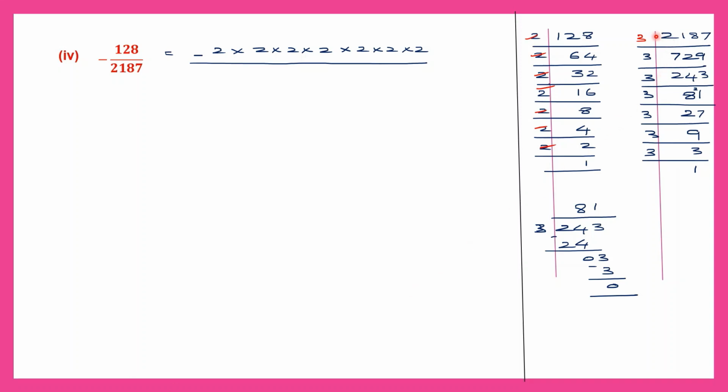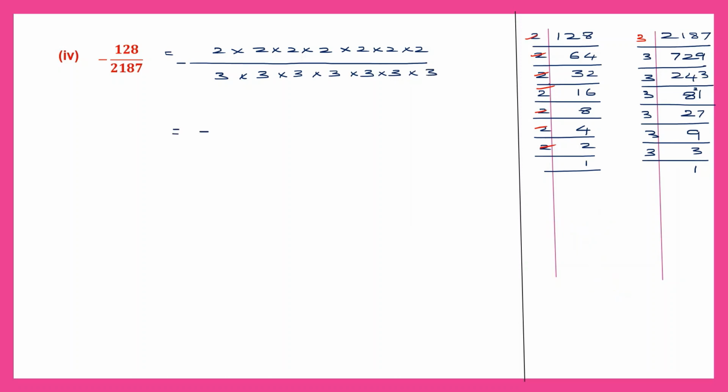So how many 3s are the prime factors of 2187? Let's count the number of 3s. 1, 2, 3, 4, 5, 6, 7. So again 3 also we have 7. So now let's put it in the exponent form. So we have minus here and 2, we have 7 of them, isn't it? So 2 raised to the power of 7 by 3, also we have 7, 3 raised to the power of 7.